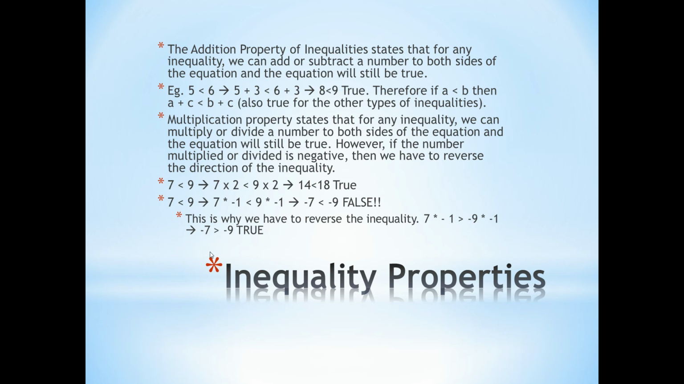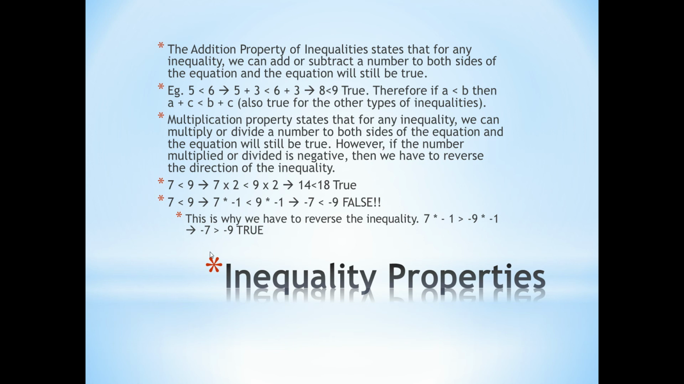If we multiply both numbers by 2, we get that 7 times 2 is less than 9 times 2, or 14 is less than 18, which is still true. However, if 7 is less than 9, and we multiply both numbers by negative 1, we get that negative 7 is smaller than negative 9, which is not true, as negative 9 is smaller than negative 7. This is why we have to reverse the inequality.